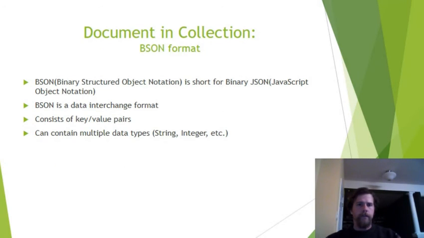First, I want to briefly talk about how collections are stored in the database. Each document is stored in a BSON format, or binary structured object notation. It is an extended form of JSON. It is basically a data interchange format and consists of key and value pairs. It can contain multiple data types such as string, integers, even objects such as images or other defined objects.